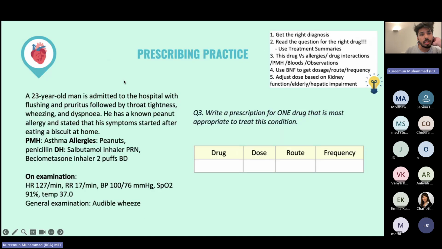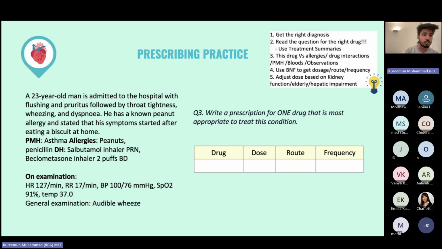So, next question. I'll just put it in to check your memory, because I went through that before in the previous slide. A 23-year-old male admitted to hospital with flushing, pruritus, followed by throat tightness, wheezing, and dyspnea. He has a peanut allergy, and stated that his symptoms started after eating a biscuit at home. Past medical history of asthma, allergic to peanuts and penicillin as well.